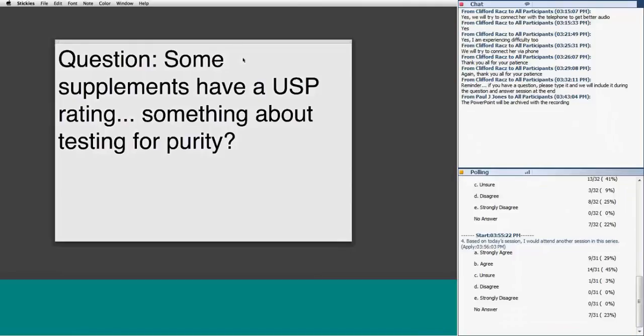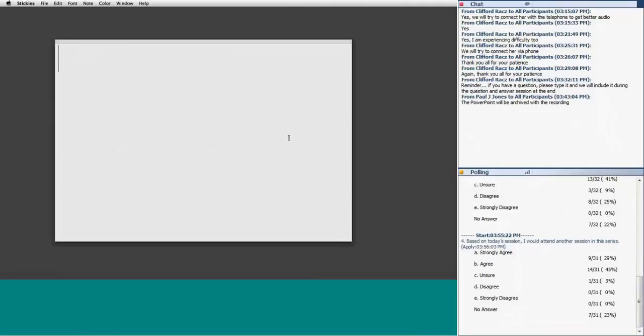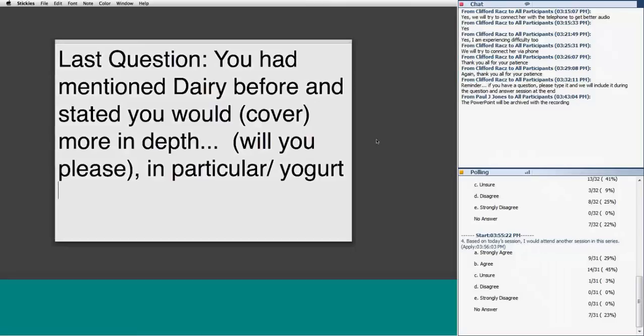Okay, and then our last question, unless any others come in. You had mentioned dairy before, and you stated that you would cover that more in depth. Will you please, in particular, yogurt? Well, we know that yogurt has great benefits for health because it has the good bacteria that are needed. Greek yogurt is certainly making a huge presence right now in the market and in the dairy aisle.